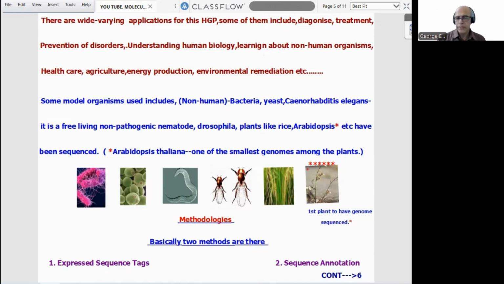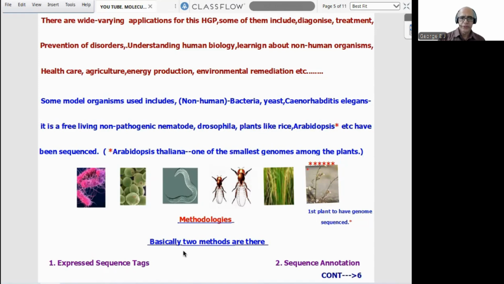Now, some model organisms used may not be human, non-human organisms, like bacteria. Here you can find bacteria, then yeast, then Caenorhabditis elegans, the famous organism. It is a free-living, non-pathogenic nematode. Drosophila, plants like rice, and Arabidopsis, the famous plant. All these model organisms, non-human organisms, have been sequenced. Arabidopsis thaliana has one of the smallest genomes among plants, and this is the first plant whose genome was sequenced. So there is much importance for Arabidopsis thaliana.